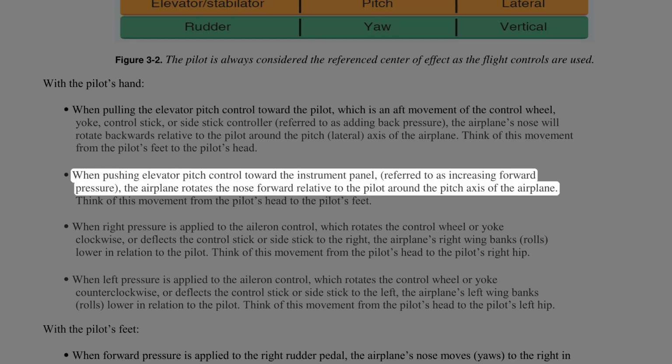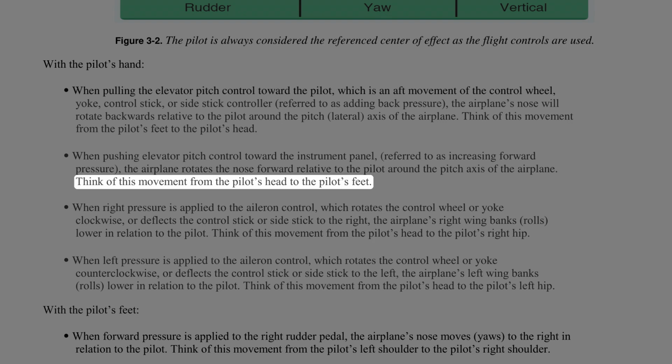When pushing elevator pitch control toward the instrument panel, referred to as increasing forward pressure, the airplane rotates the nose forward relative to the pilot around the pitch axis of the airplane. Think of this movement from the pilot's head to the pilot's feet.